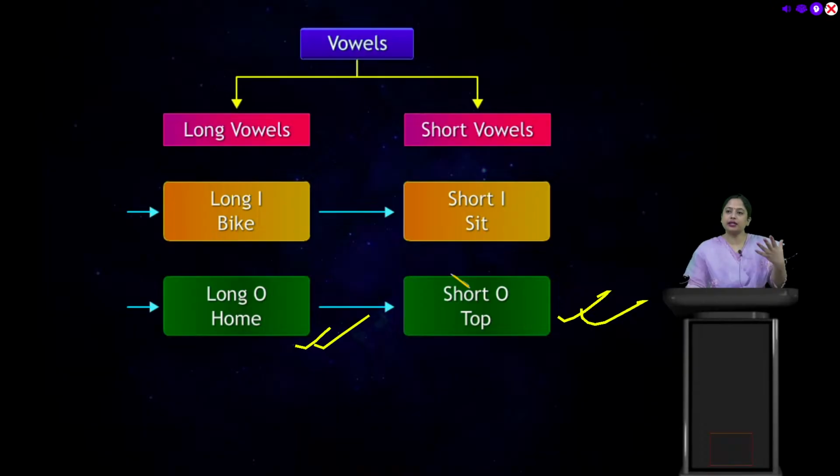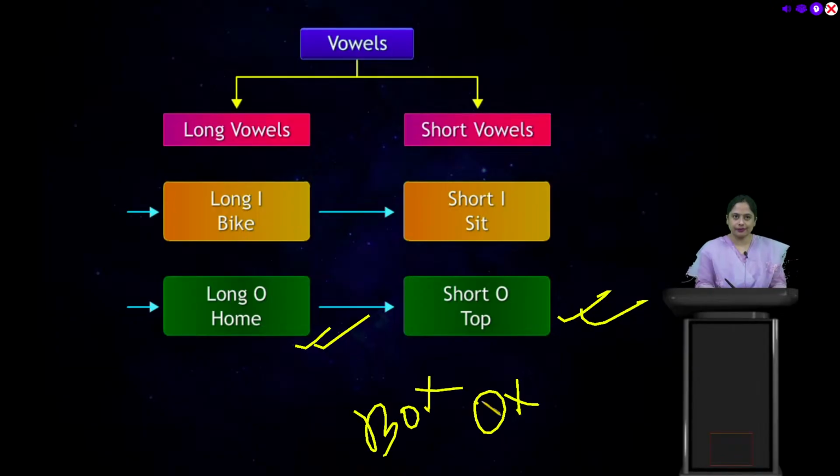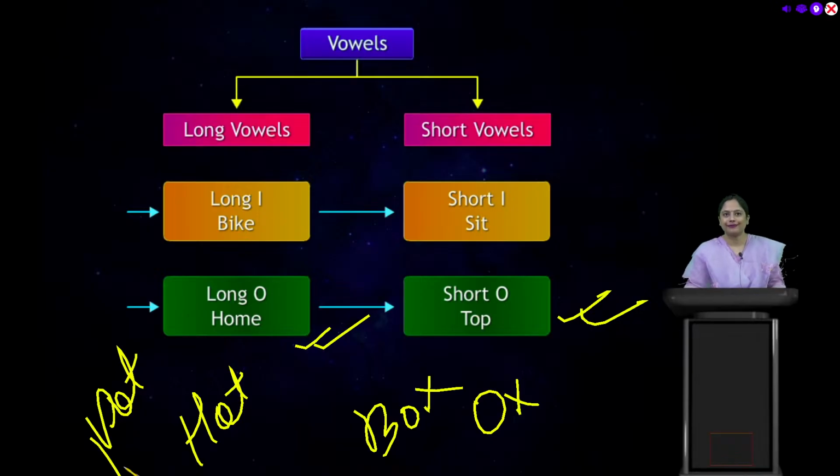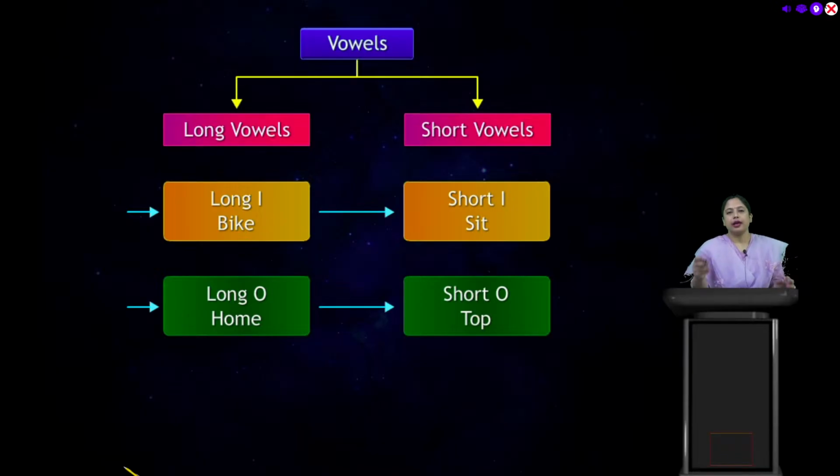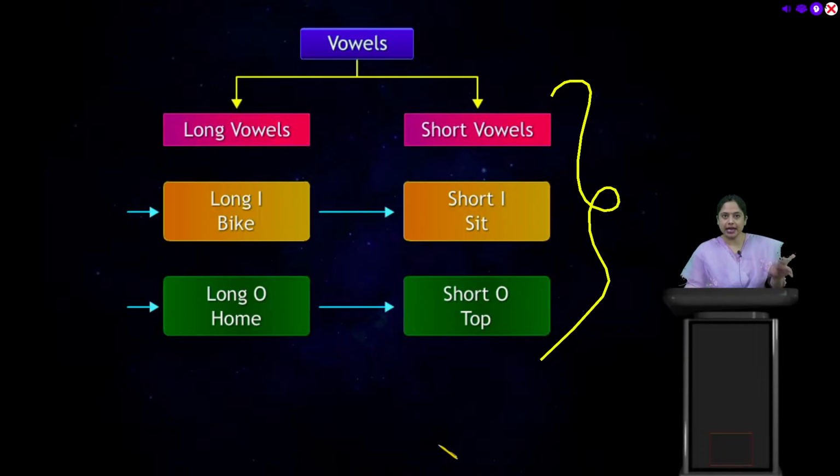One is the long O, which is home. The other is a short O, which is top. Home, top. Ox, box. Hot, pot. Okay? So every vowel, most commonly the letter I and the letter O, has many different sounds, more than two sounds. Sometimes it produces the long sound, sometimes the short sound.